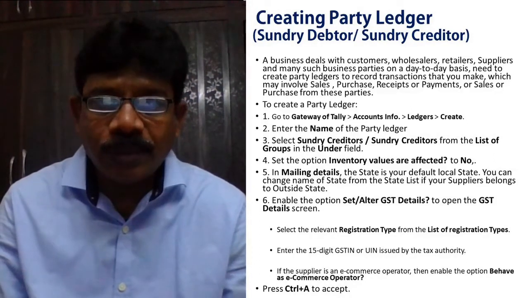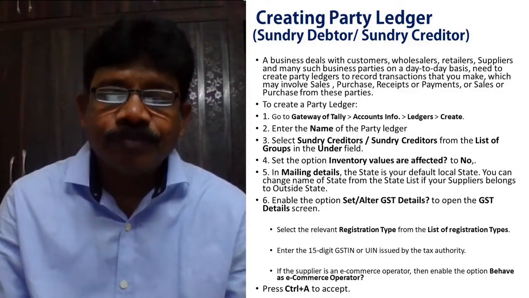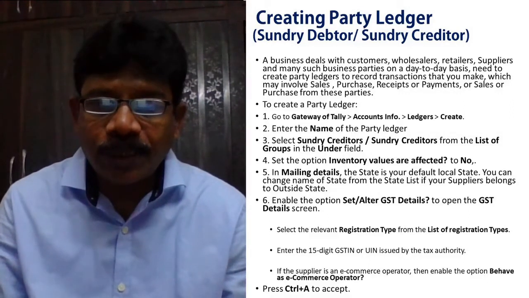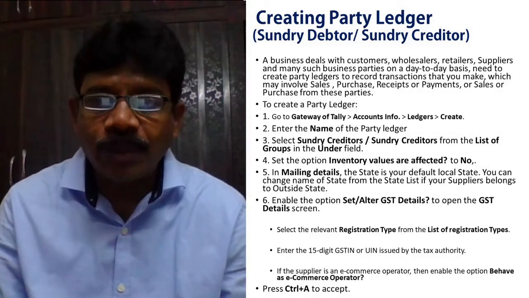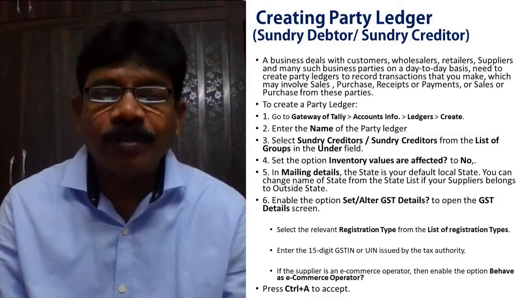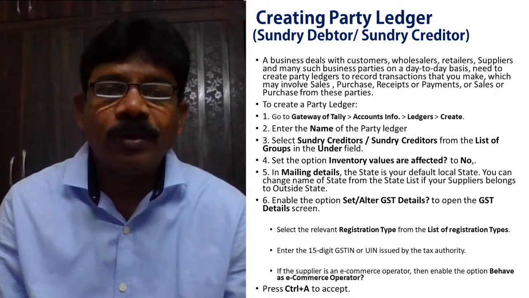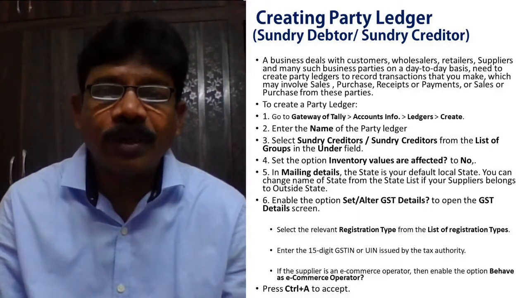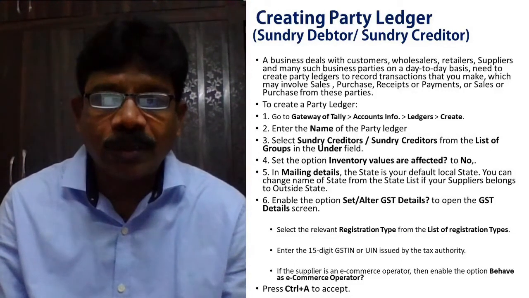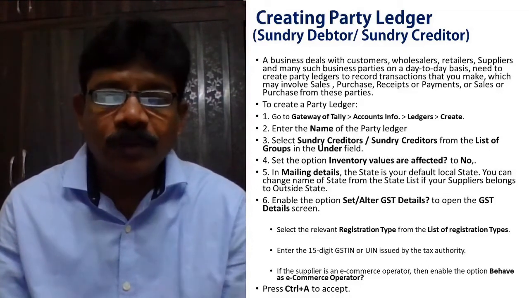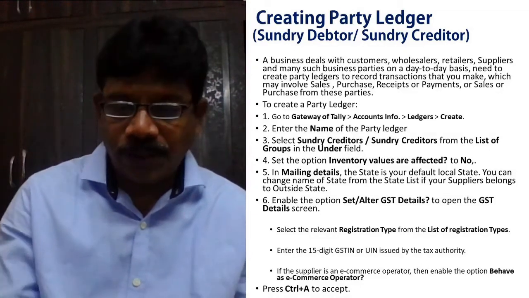From that, enter his GSTIN number, and later if the supplier is an e-commerce operator, then enable the option behave as an e-commerce operator. These are the options which are available. Select under when we are creating the sundry debtor or creditor. Then press Ctrl A to save the ledger.